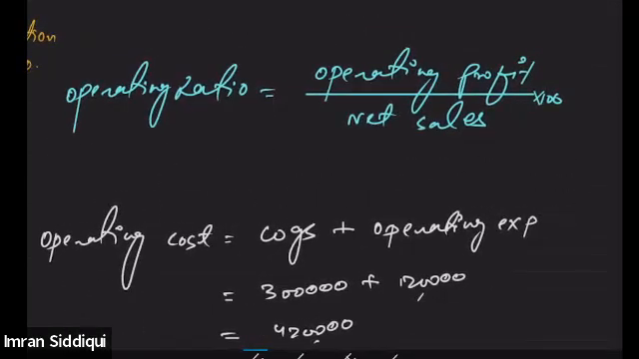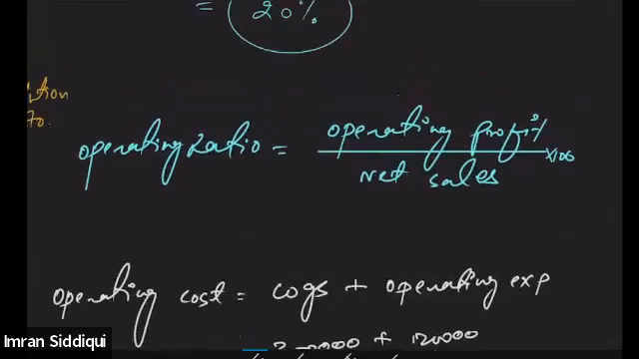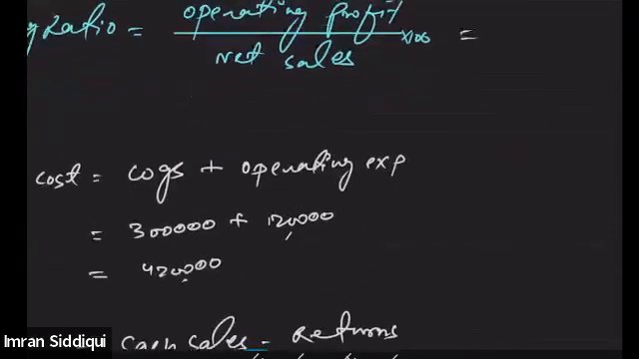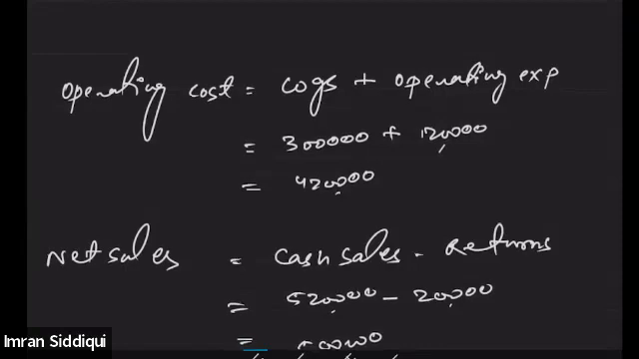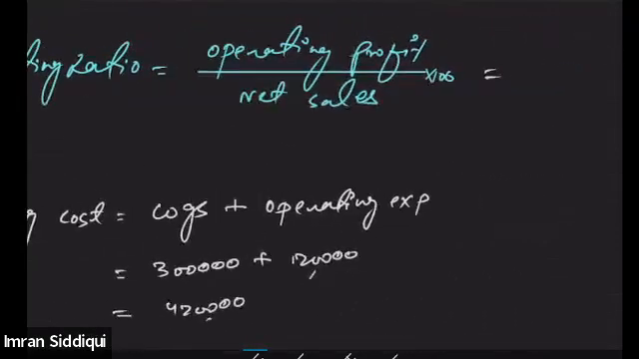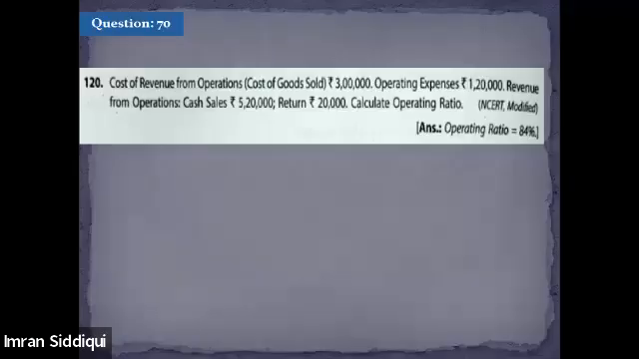So to find out the operating ratio, we'll put the value. The formula that I wrote is for the operating profit ratio. Now, this is not the operating. Just a second. What does the question actually require? Which question were we doing? Question number 70. Right now? Yes, sir. Okay, let me check.